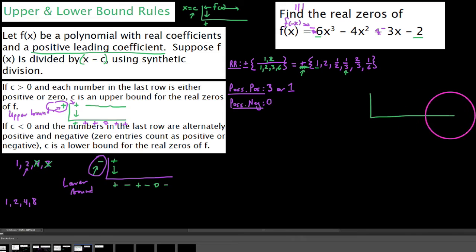So let's fill in our synthetic division array. We had a positive 6, negative 4, positive 3, and negative 2. And the very first zero I want to try, just because it's simple to try, is 1. So will 1 work? I'll carry down my 6, and I say 1 times 6 is 6, 6 plus a negative 4 is 2, 1 times 2 is 2, 2 plus 3 is 5.